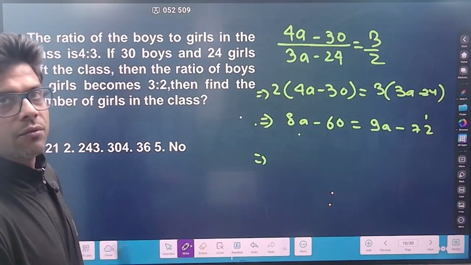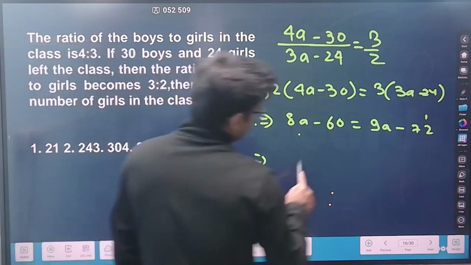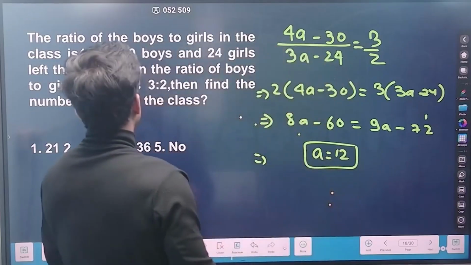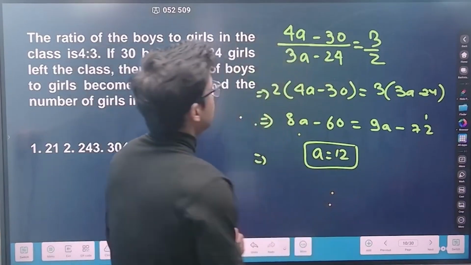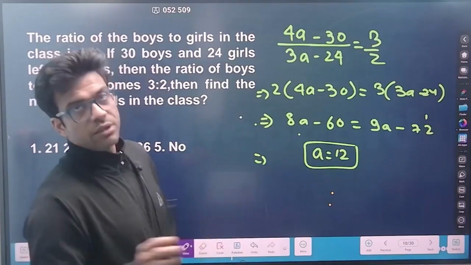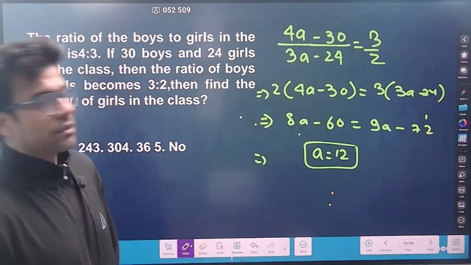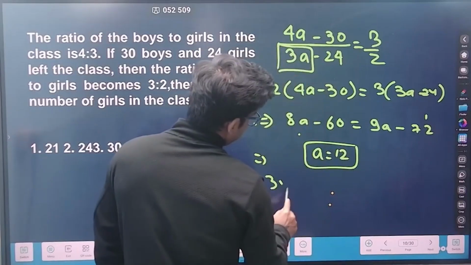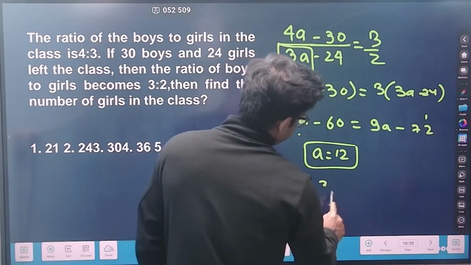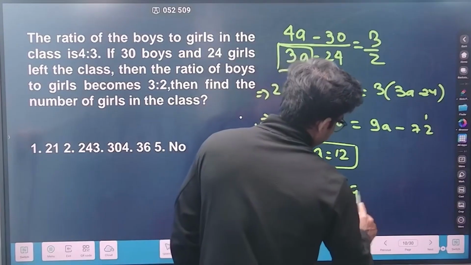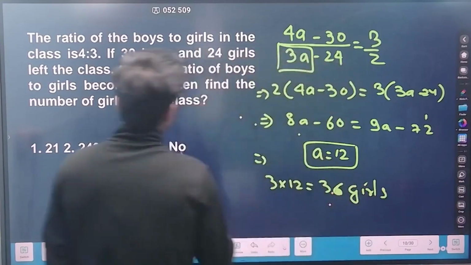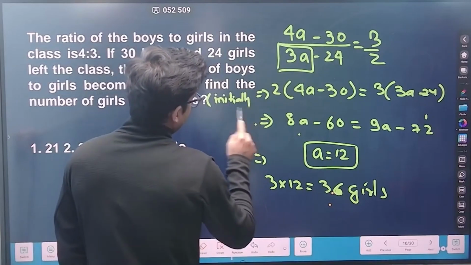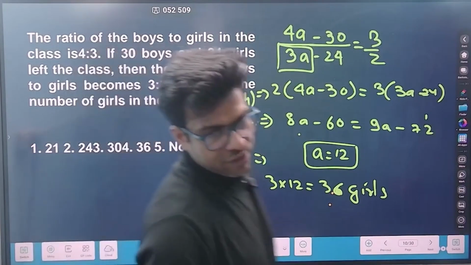Come on, say. The value of a would be 12. If the value of a is 12, they are asking to find the number of girls in the class. So initially they're asking find the number of girls in the class. Girls is basically 3a, correct? So 3 into 12, 36 girls would be there. And always remember, if they are asking the girls, it should be initially.